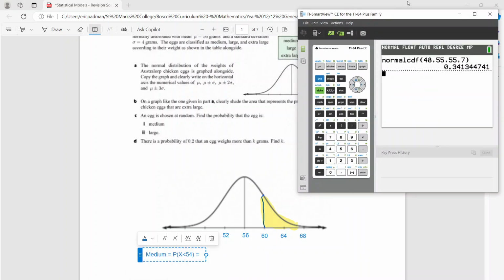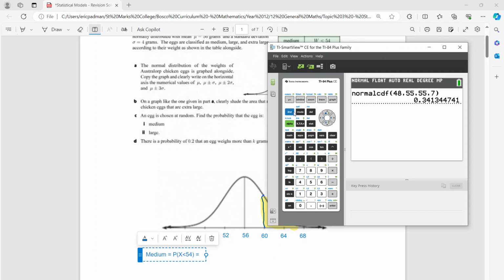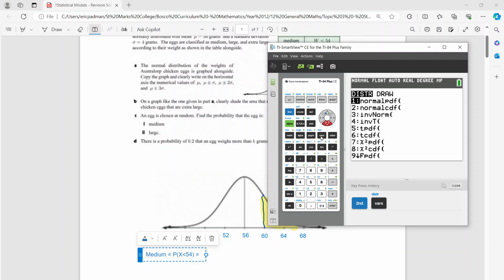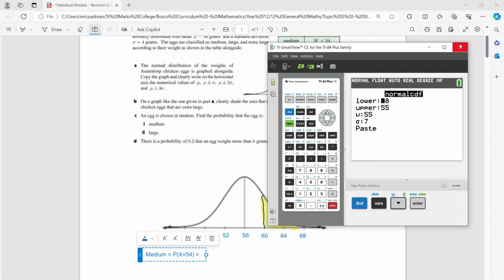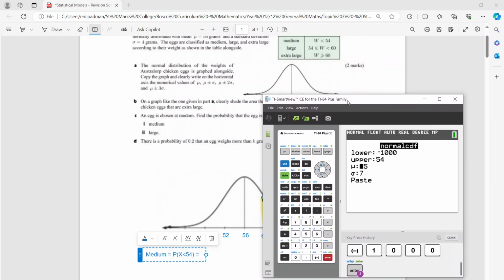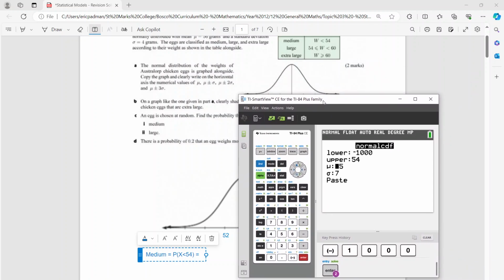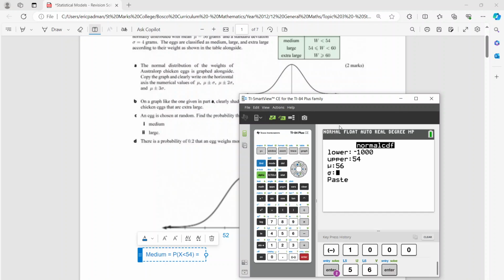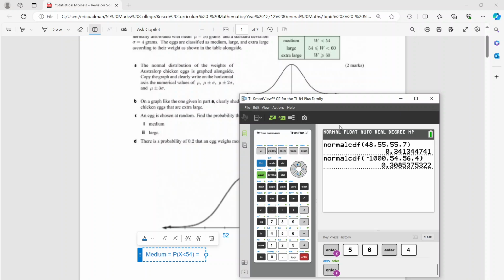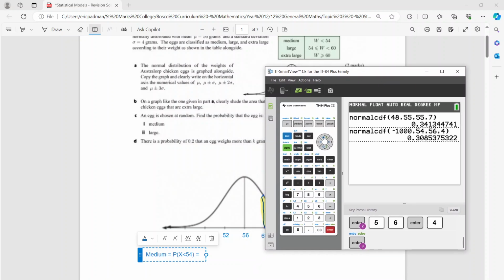So get our calculator, and we are going to go into second distribution, normal CDF. Medium is everything below 54. So our upper is 54, and lower is just going to be a negative number. We'll just do negative 1,000. That should do the trick. The mean was 56, and standard deviation of 4. Calculate that. So it's about 30.85% or 30.9%.